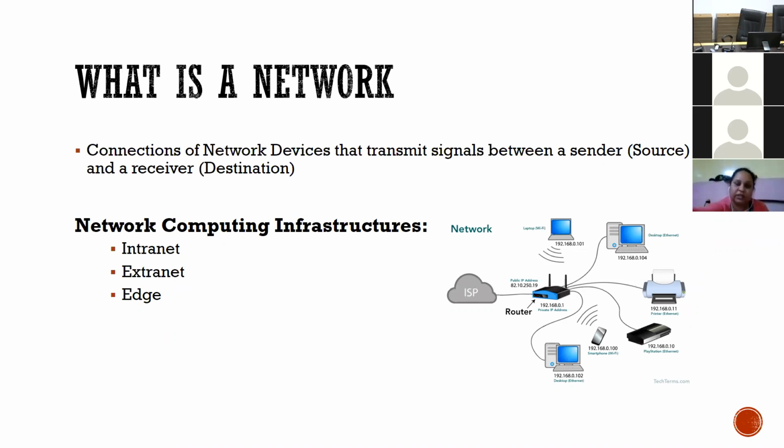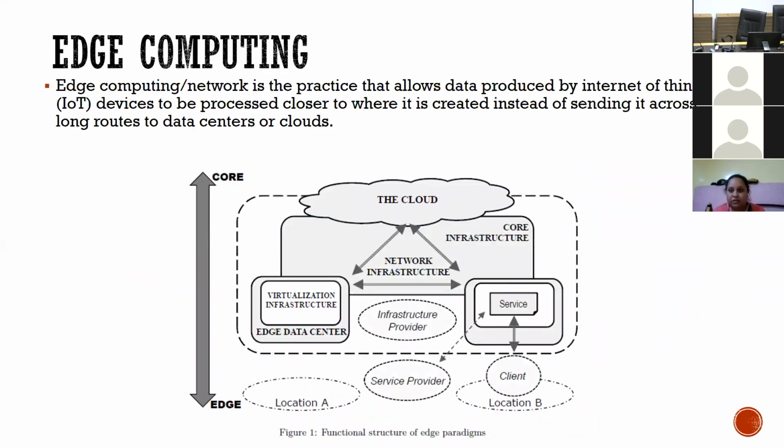There are three types of network computing infrastructures: intranet, extranet, and edge. I believe everybody should now understand what intranet and extranet are. As for edge, let's see what edge is. Edge computing is a practice that allows data produced by Internet of Things devices to be processed closer to where it is created, instead of sending it across long routes to data centers or clouds. This is the diagram that I got from one of the reading materials posted on Moodle.